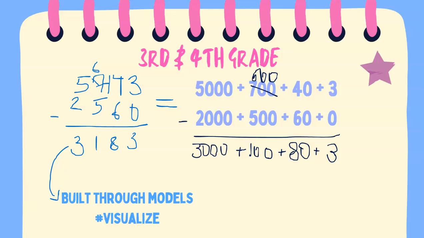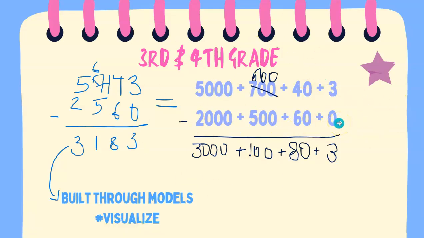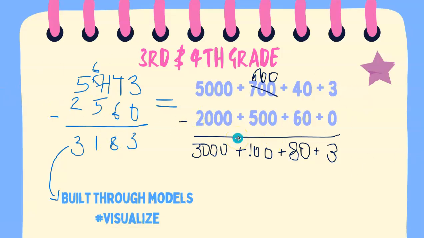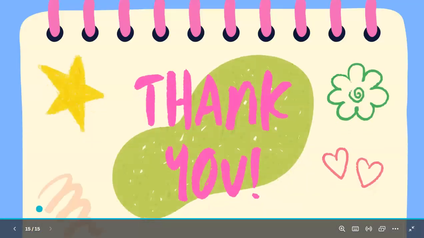And you know that in 3rd and 4th grade, if students need to use expanded form to make sense of what they're doing, let them do it, as done here: 5,000 plus 700 plus 40 plus 3, 2,000 plus 500 plus 60 plus 0. That is an expanded form, so they understand what they're doing. It's all about conceptual understanding and allowing students to visualize the math, since all of this presentation has been just visualizing. And that is all. Thank you.